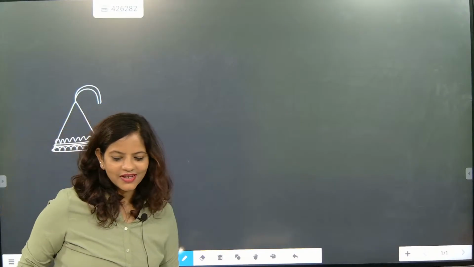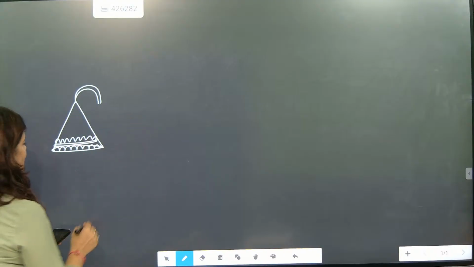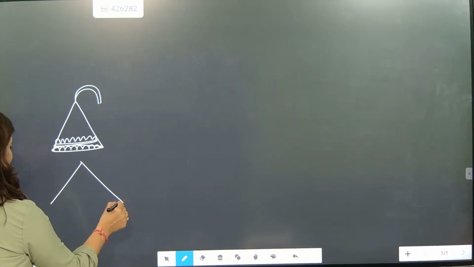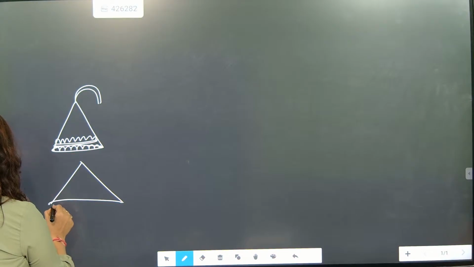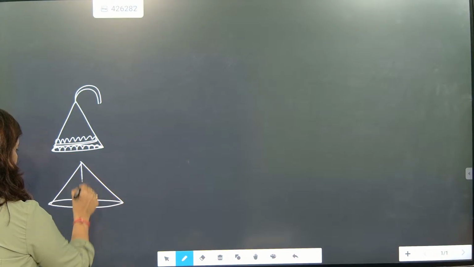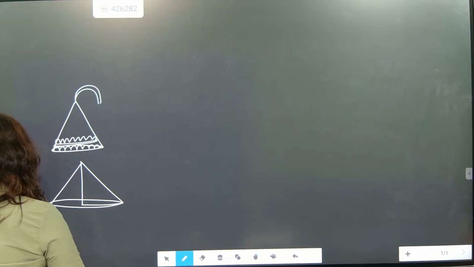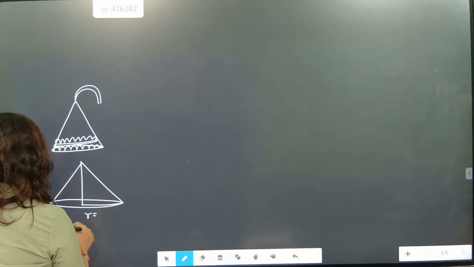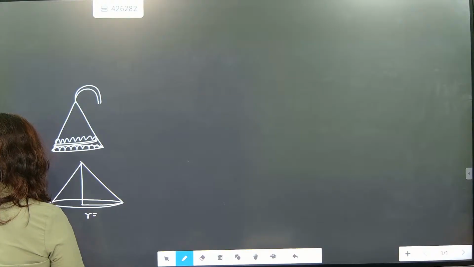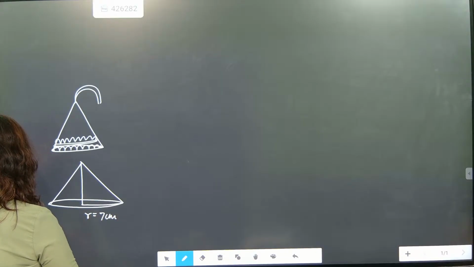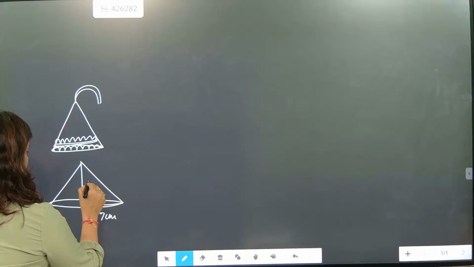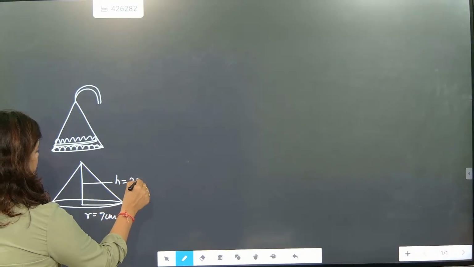This is the joker cap, and it is in the form of a right circular cone. The radius is given as 7 centimeter, and the height is given as 24 centimeter.